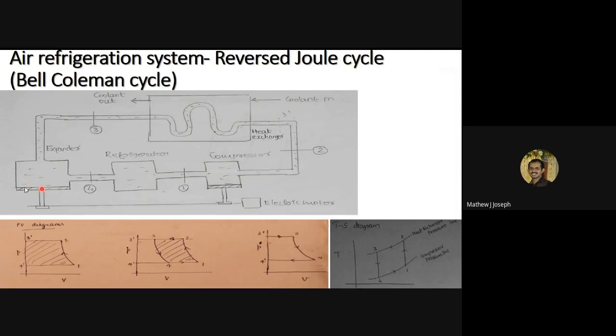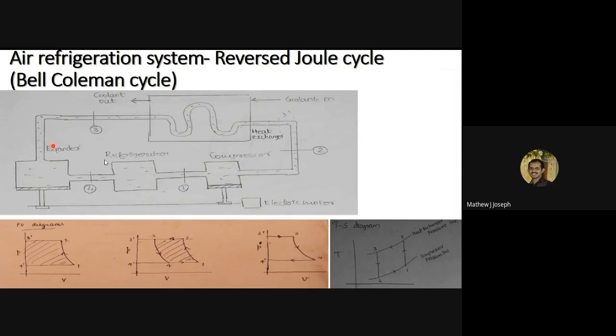But here, for representation purpose only, we are assuming this expander also as a piston cylinder arrangement. The piston will be attached to the connecting rod, which will be attached to a moving shaft, which will again be actuated by the same electric motor. So it is this electric motor which will be consuming the electric power, and that will be the main electrical power consumption of our refrigerator.